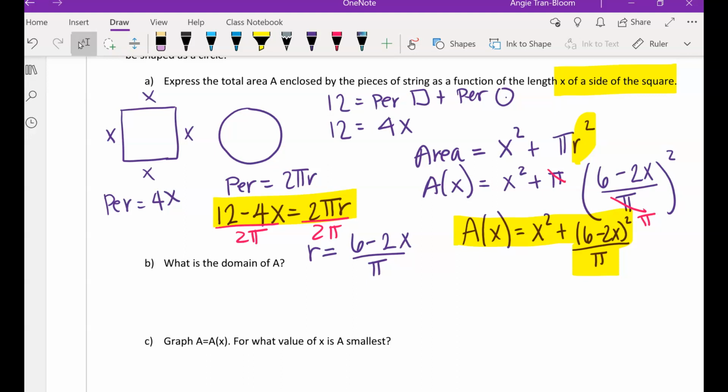Well, domain, you're looking for what? X. What x could be? What does x represent? Yeah, so it's really asking, what side length can you have to make your square? So what's the smallest length can you have for the square? Yeah, anything bigger than 0.